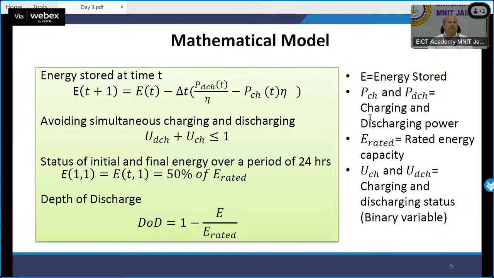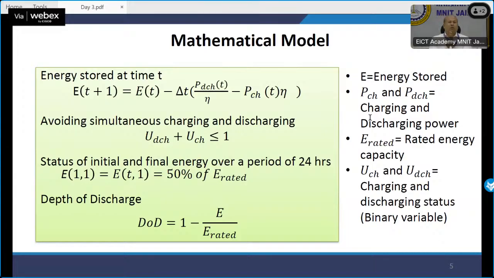Now the question is, all of you clear? For charging, it is positive. For discharge, it is negative. So charging is added to E of t, discharge is subtracted from E of t. But why do we divide by eta and why do we multiply by eta? That is a very, very important question.